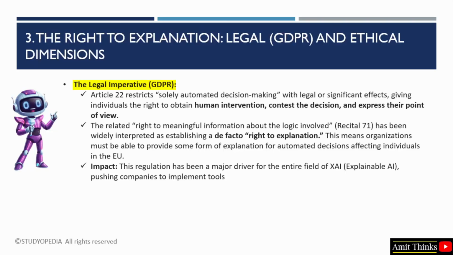Now let us see the third, that is the right to explanation, legal and ethical dimensions. Article 22 limits fully automated decisions with legal or major effects. Individuals can request human review, challenge outcomes and share their views. Recital 71 implies a right to explanation, requiring organizations to clarify how automated decisions are made for EU citizens. Impact: this regulation has pushed the growth of explainable AI, prompting companies to adopt explanation tools.